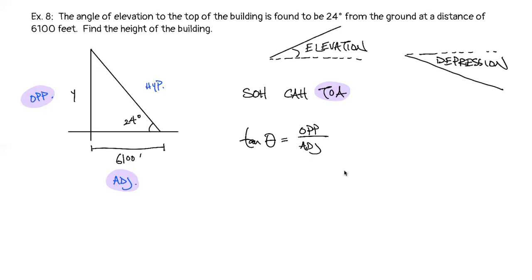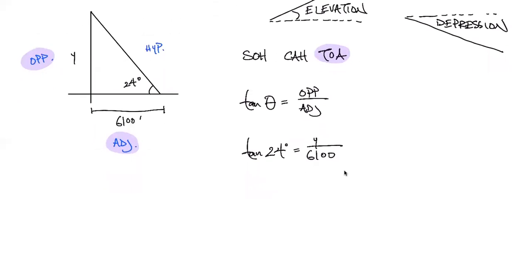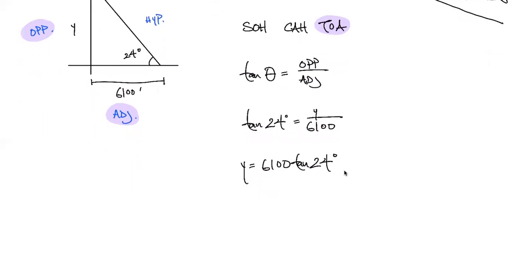Now we fill in our numbers. Tangent 24 degrees equals y over 6,100. Okay, now to get y by itself, we'll go 6,100 times tangent 24 degrees. And you'll notice that I'm solving for y before I put it into the calculator, and I'd really like us to do the same thing too. Okay, we don't want to round too early, it just causes more inaccuracies. So the later we can wait to round, the more accurate our answers will be.